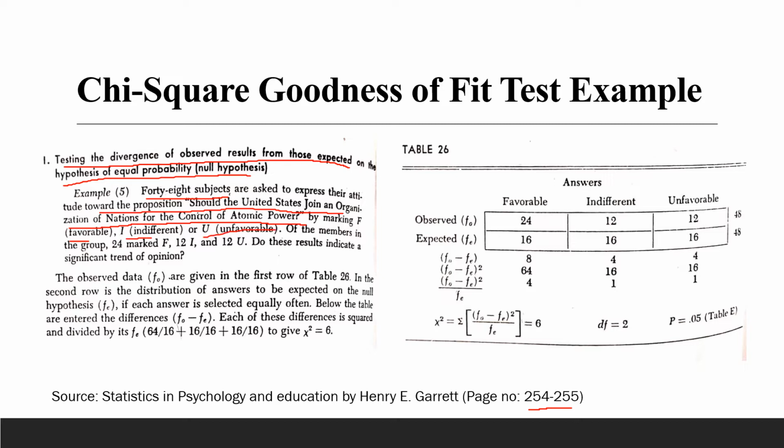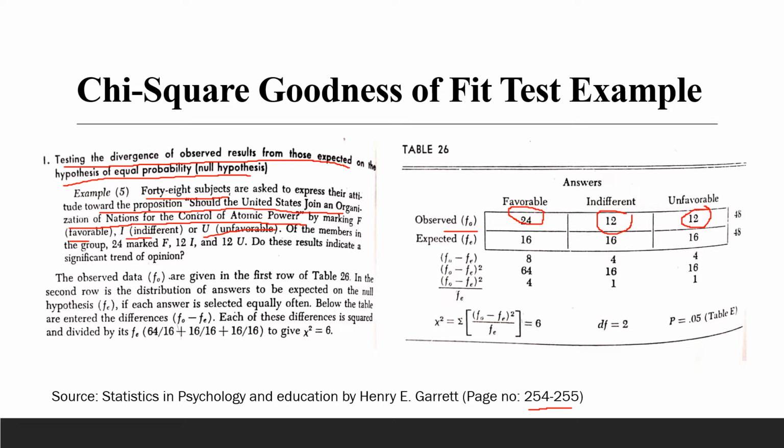So now we find the value in favorable. Out of 48, 24 persons report favorable, 12 persons report indifferent, and 12 report unfavorable. So this is our observed frequency: 24, 12 and 12. But our expected frequency, again it's a simple thing, our expected frequency is the equal probability. We follow the equal probability.